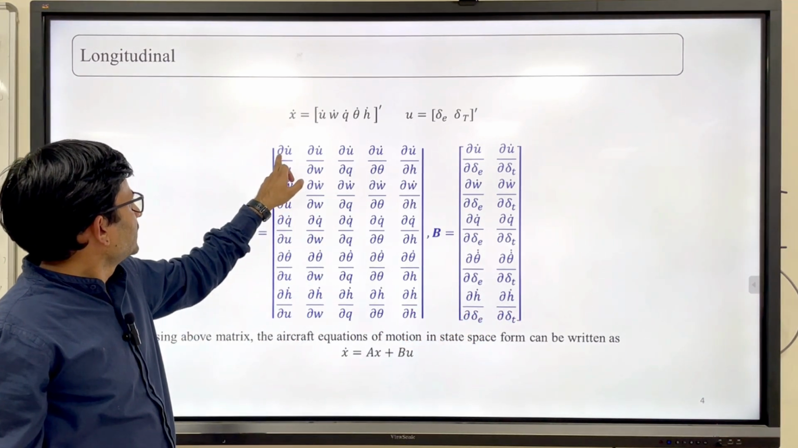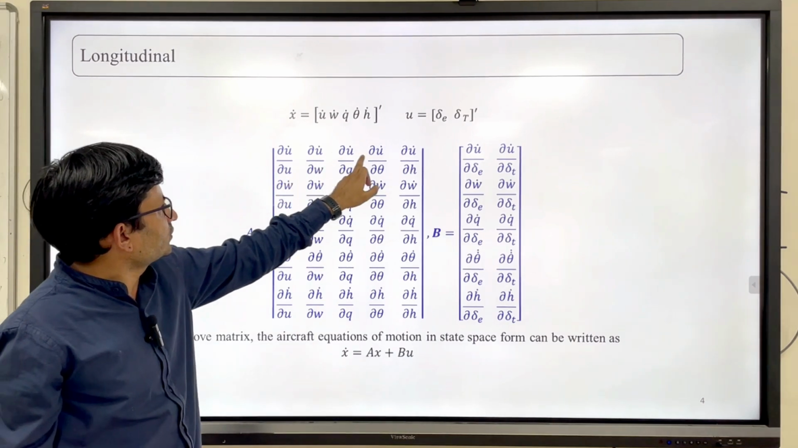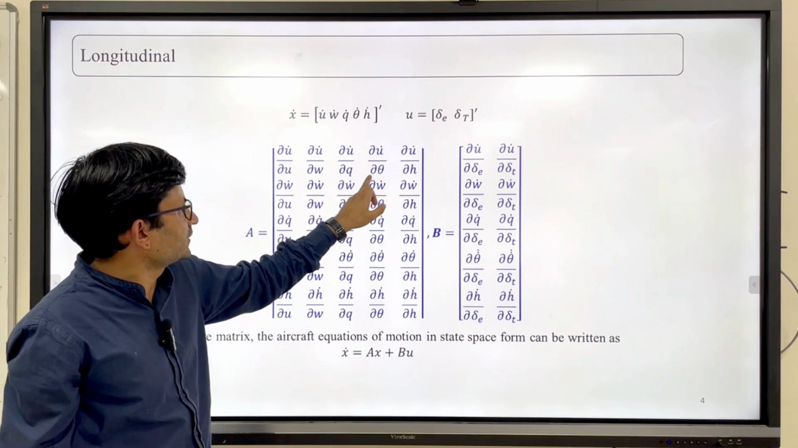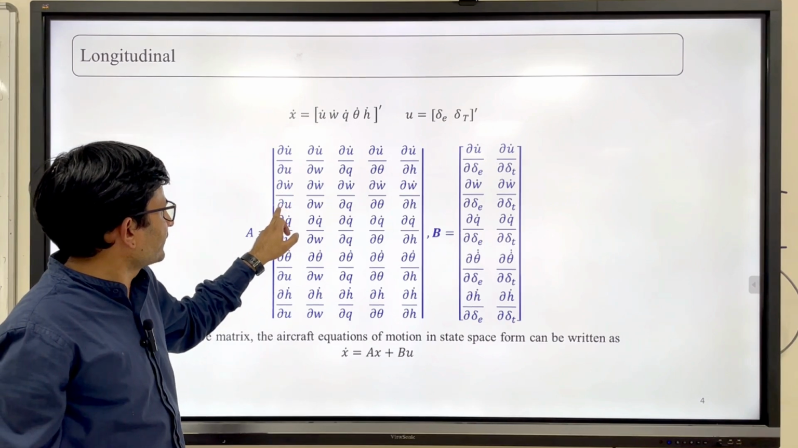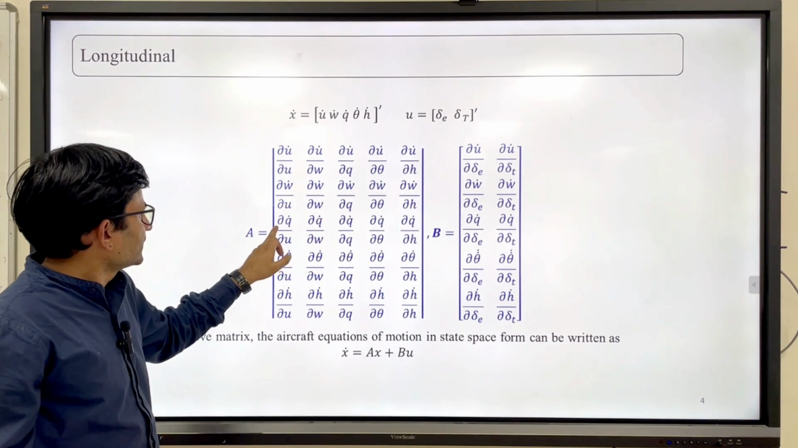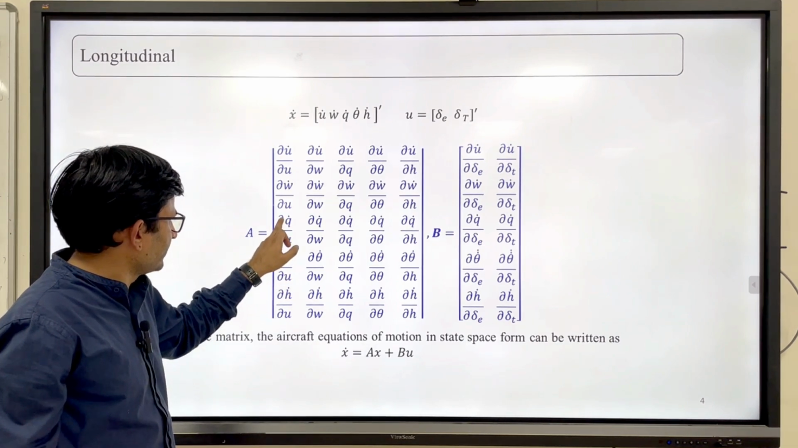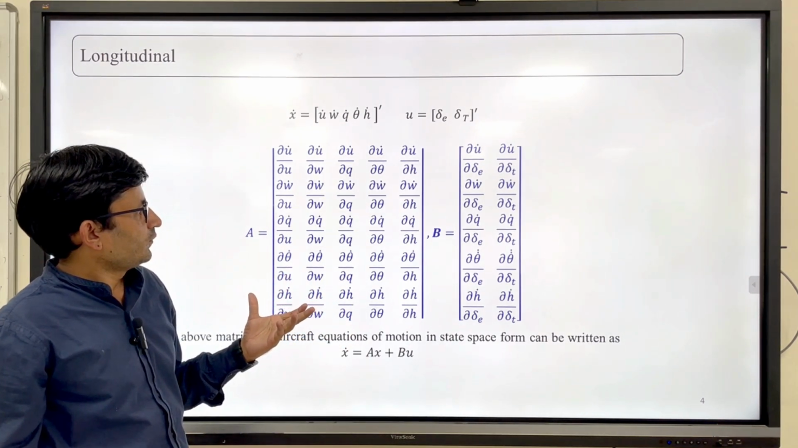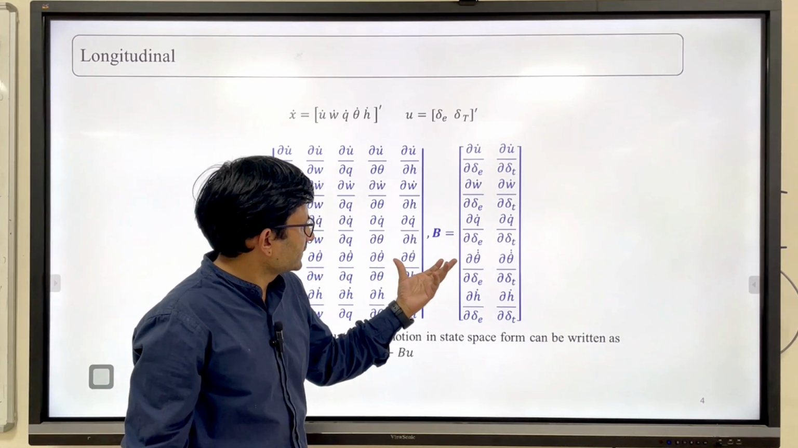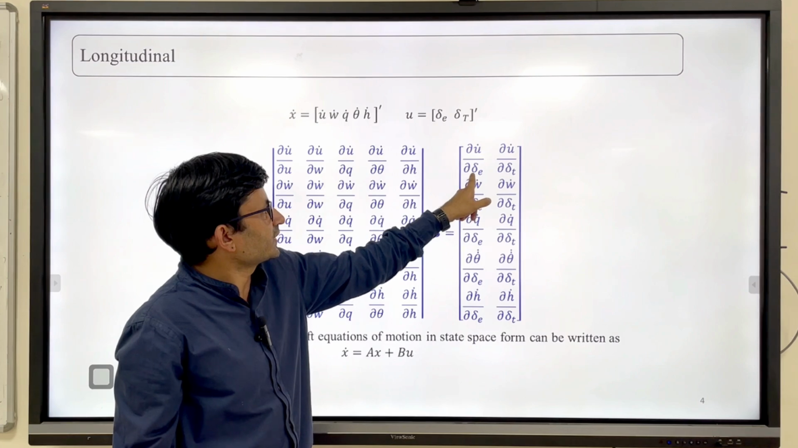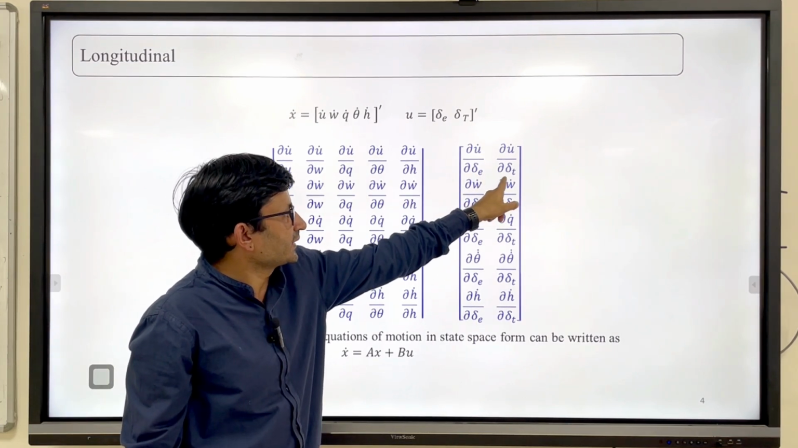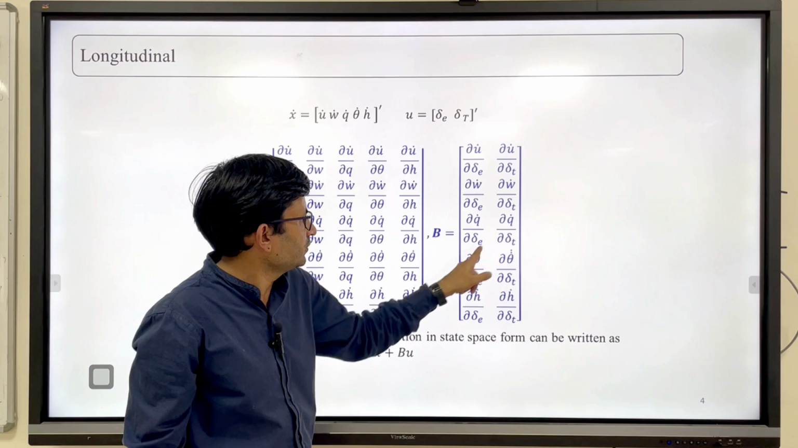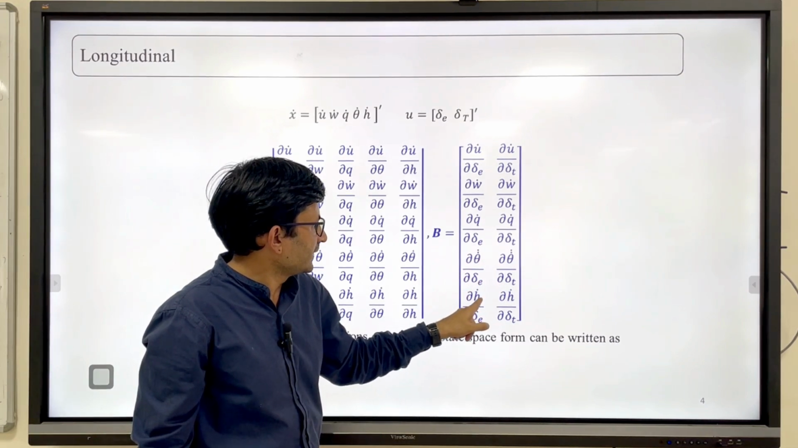See this. U dot, first row: differentiation with respect to all the states U, W, Q, theta, H, and then take the second variable, differentiate with respect to all the states. Similarly for Q dot, and similarly for theta dot, as well as H dot. And if you are interested to find the control matrix, which is B, then you have to differentiate with respect to delta E and delta T, for U, W, Q, theta and H.